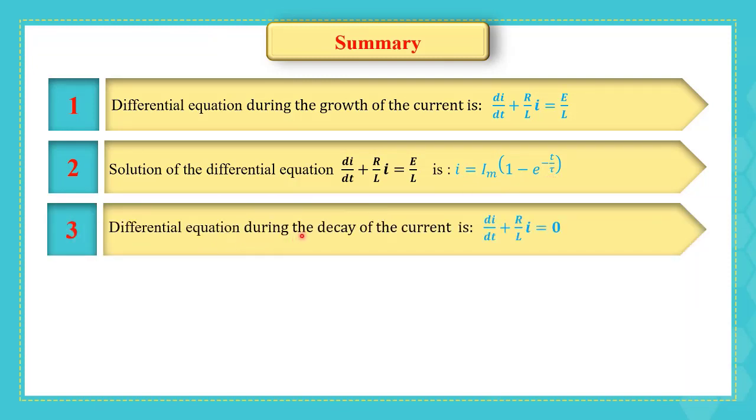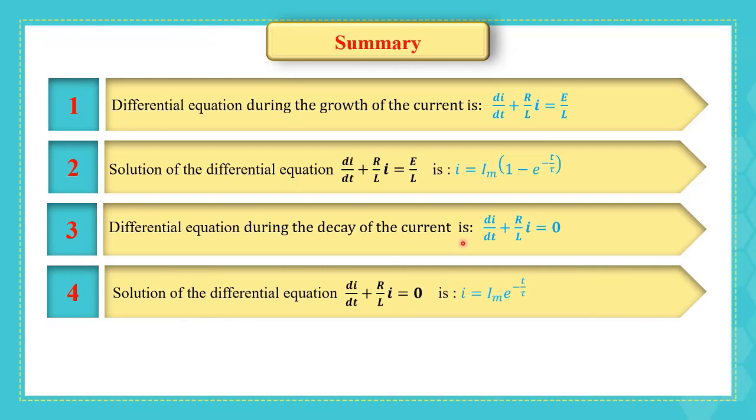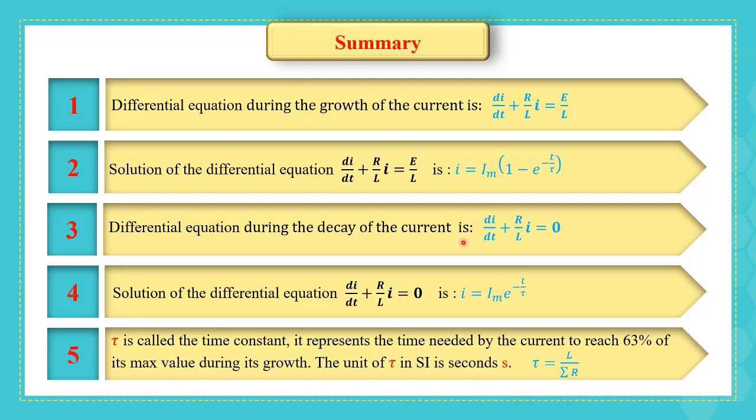The differential equation during the decay of the current is di/dt + (R/L)i = 0. The solution is i = I_max e^(-t/τ), and the time constant τ is the time needed by the current to reach 63% of its maximum value during its growth, and the unit of τ is second.